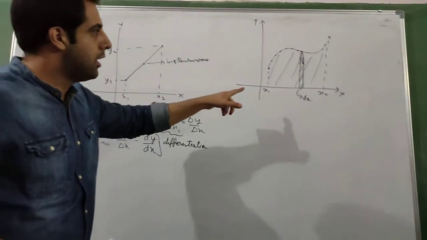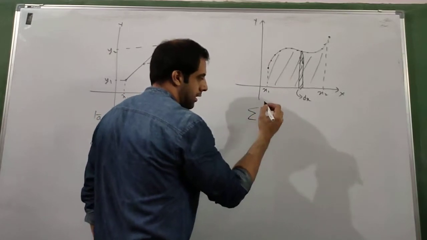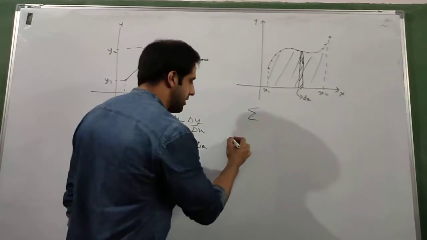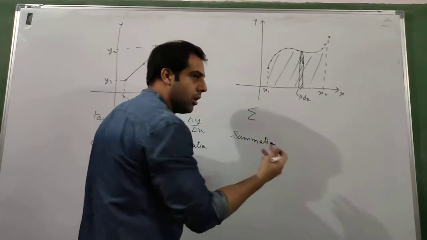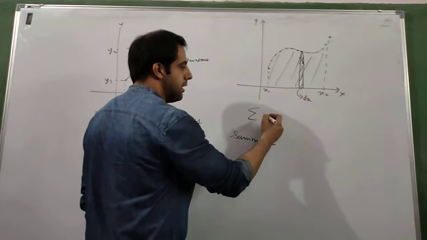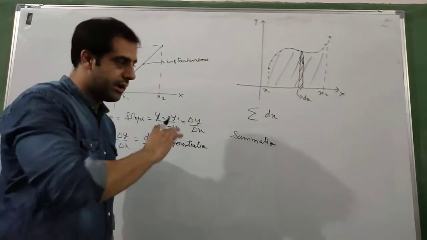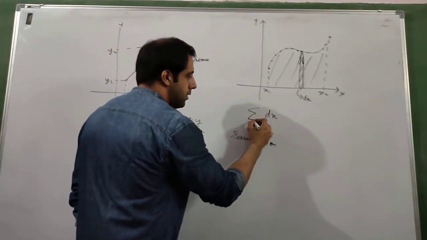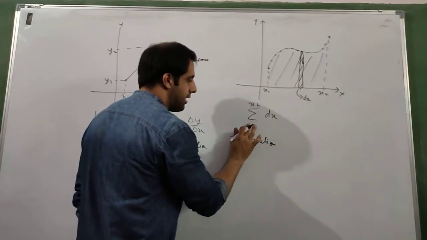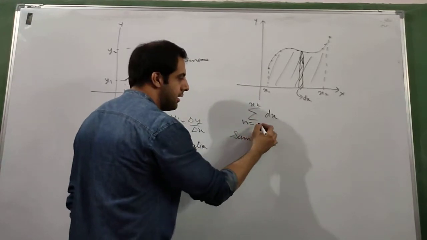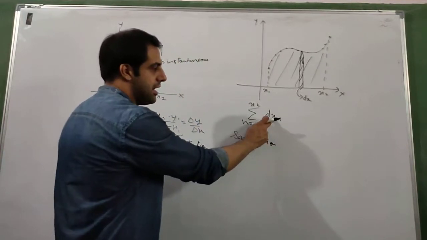If I tell you that all the points are added, then I can write it like this. This is the sign of summation. Summation means the process of summing or adding things. If I am adding all the dx from x1 to x2, I can write that a variable n goes from x1 to x2, and I generalize it like this: dxn.